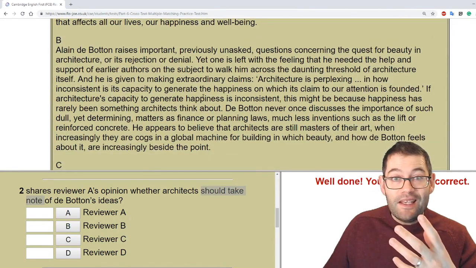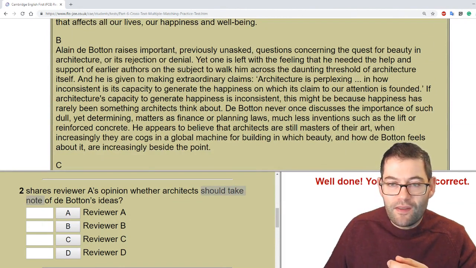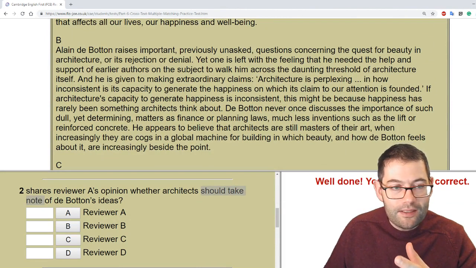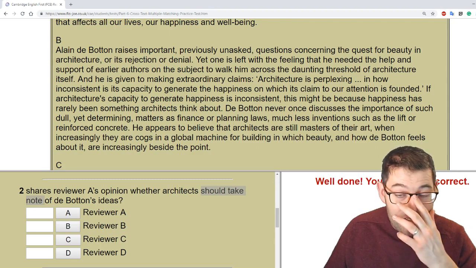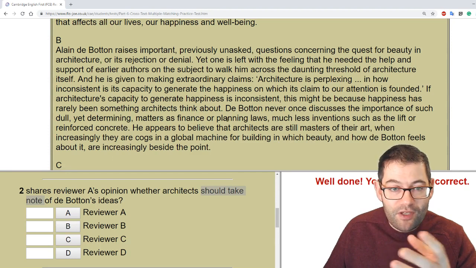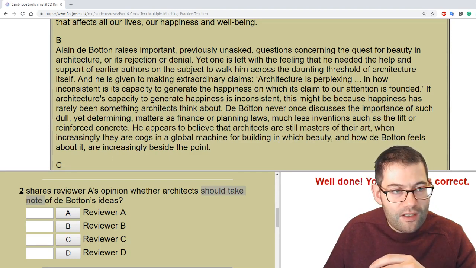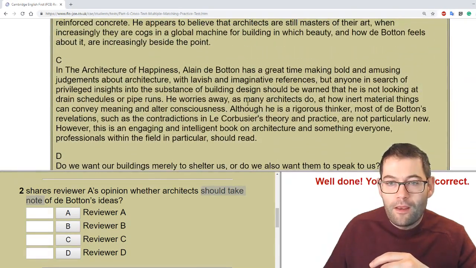Certainly, the negativity of B doesn't lend itself to this. There's nothing in B that says that architects should listen to what de Botton says. In fact, the criticism of de Botton as regards architecture is fairly severe, so I think we can skip past B.